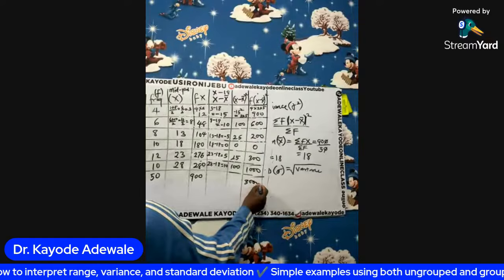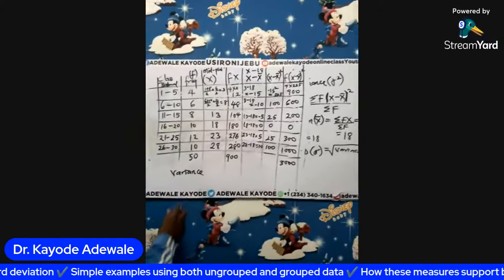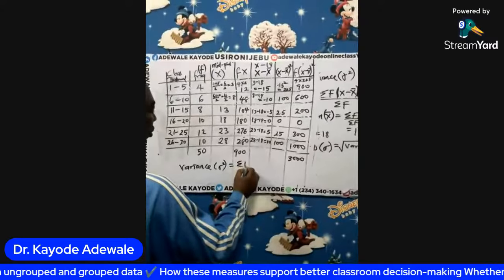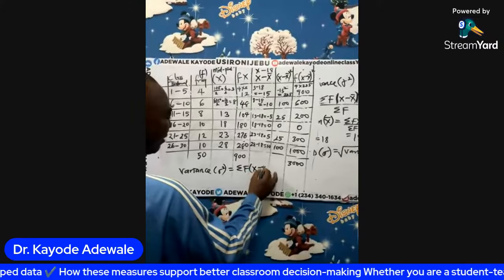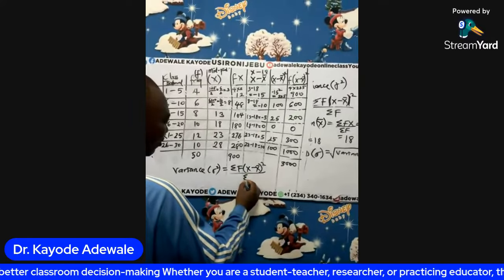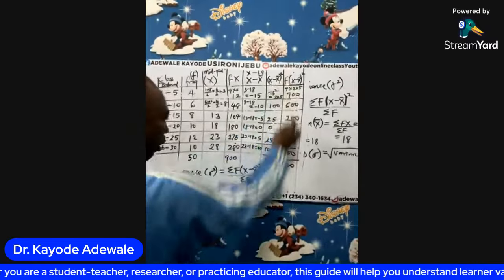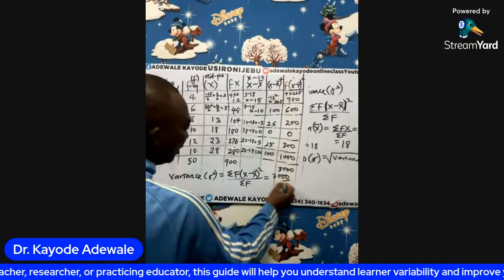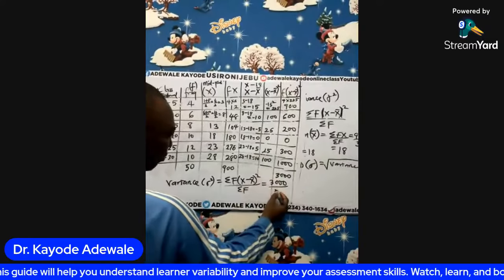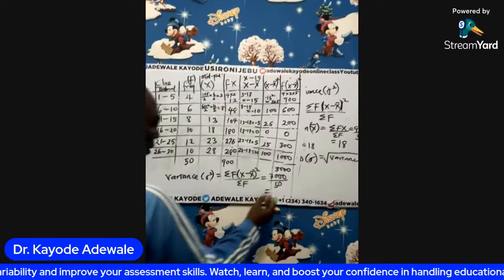So to find our variance now, sigma squared is equal to summation f into x minus x bar all square, everything divided by summation f. So we have the whole of this, which is 3000, divided by, what is our summation f? Great, that is 50. So when you use 50 to divide this, what is that going to give us? That will give us 60.